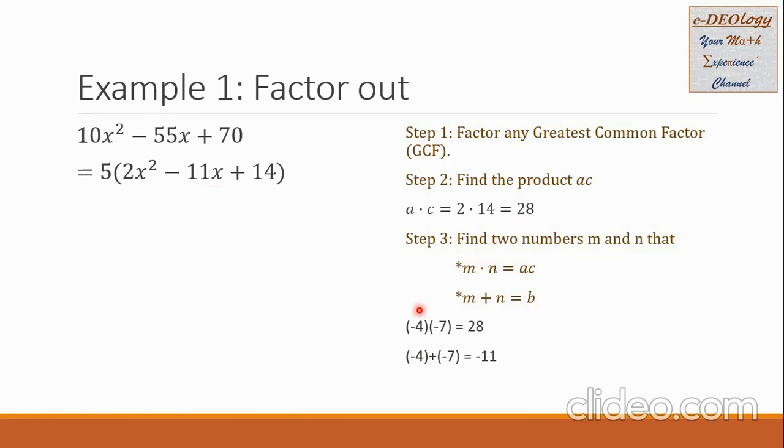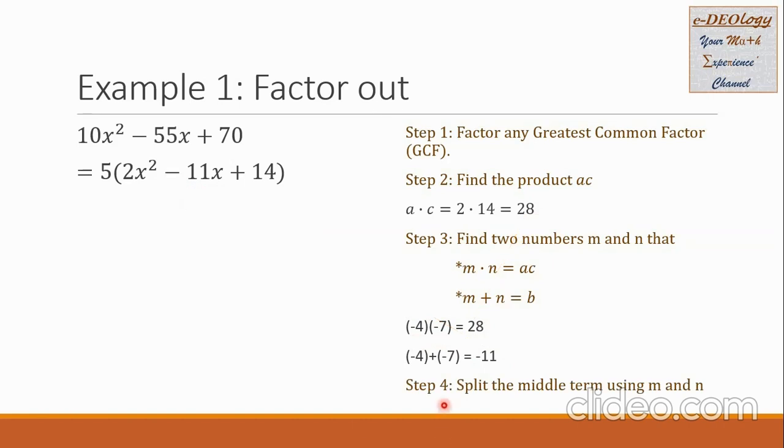After considering many pairs of factors, it was found that the negative 4 and the negative 7, if we multiply, will be equal to 28. Also, if we add the negative 4 and the negative 7, it is equal to negative 11. So the 28 here is the product AC, and the negative 11 is the b.